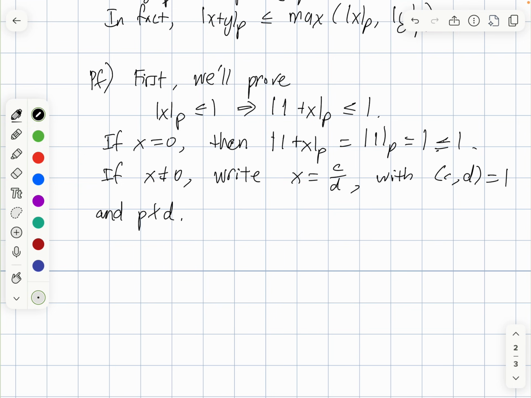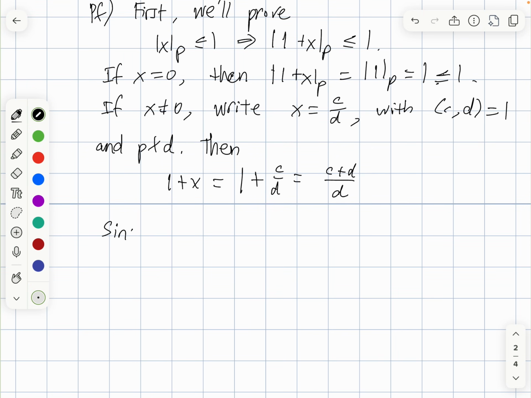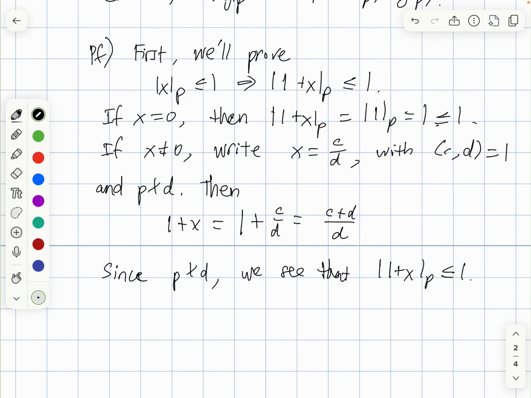Okay, so then 1 plus x is 1 plus C over D, and that's just C plus D over D. Now, since p does not divide D, we see that the p-adic absolute value of 1 plus x is less than or equal to 1. So that proves this result.